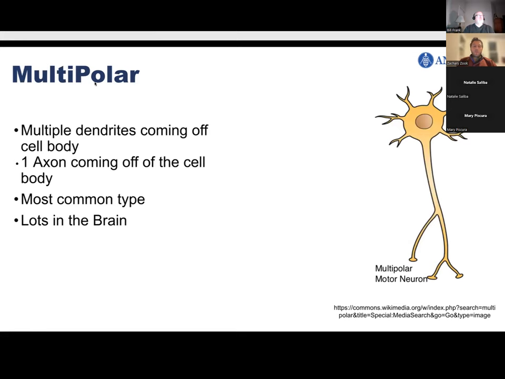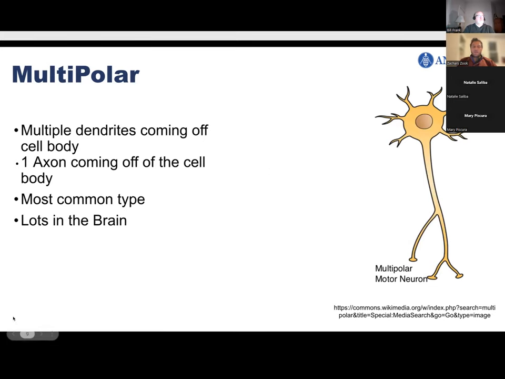And then we have the multipolar neuron, which is the most common type in the body, right? When you think of neurons, this is usually what you're going to think of. And often there's lots and lots and lots in the brain. A lot of the cells in the brain are broadly characterized as multipolar neurons. And you have multiple dendrites coming straight off of the cell body, right?